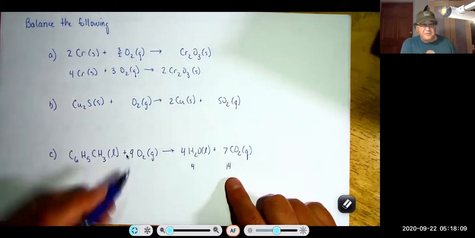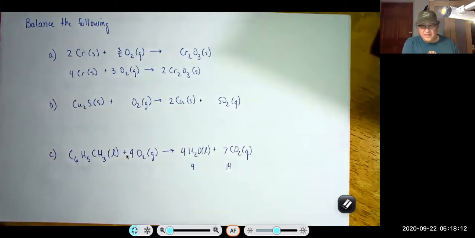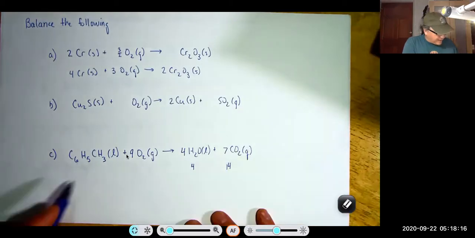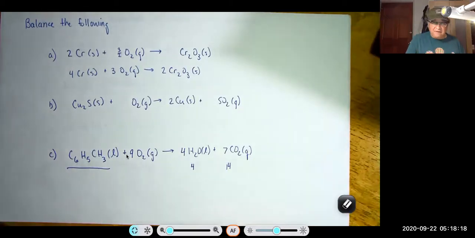And I'm going to leave a little space there between the 9 and the O so it doesn't look like 90. And here's your balanced reaction. So be wary of formulas where they have the carbons and hydrogens spread out like this. You have to make sure you count correctly.